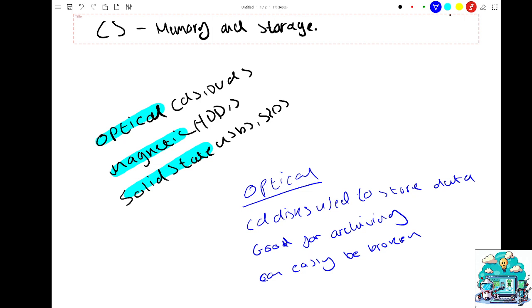So what this means is that if you have a CD in your home, you can test it yourself. If you take a CD, you can try to snap it and it'll snap. And what that does is it breaks the CD, obviously, and your data can't be retrieved again.